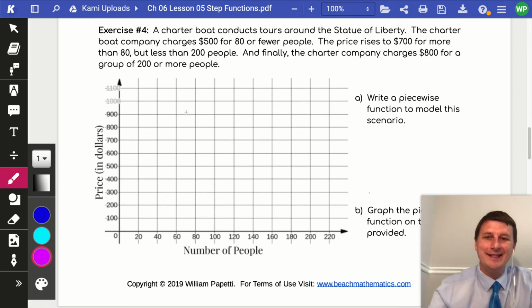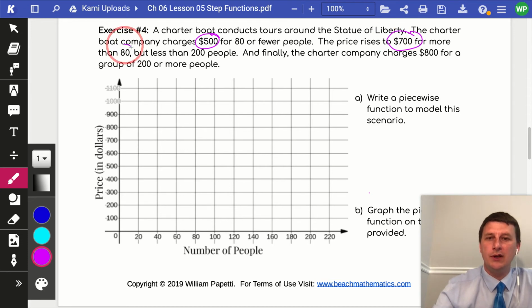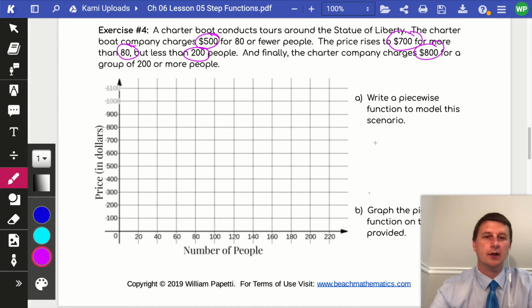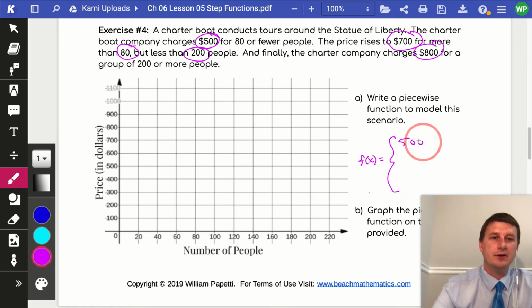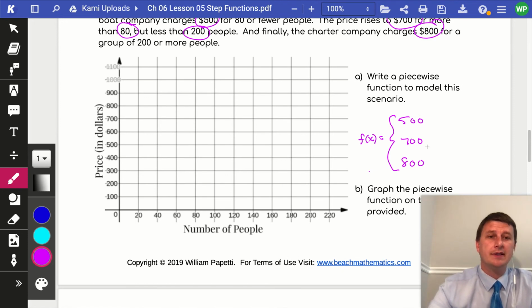So what I see here is one rate, $500, for any number of people, 80 or fewer. I see $700 for between 80 and 200 people. And finally, I see $800 for a group of 200 or more people. So I'm going to have a step function that looks like f of x is equal to, and I see how many different numbers? I see 500, I see 700, and I see 800. So my three steps, if you will, will be 500, 700, and 800.